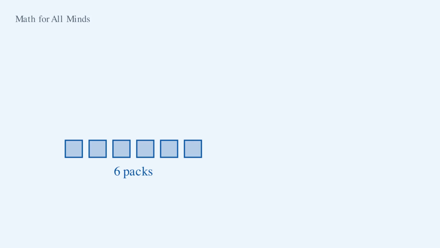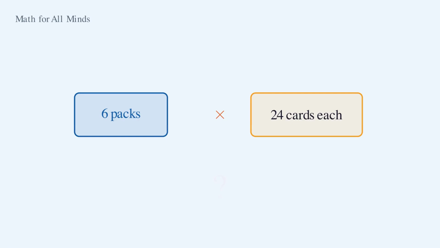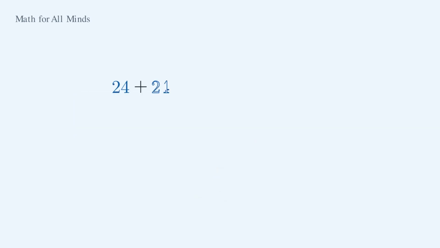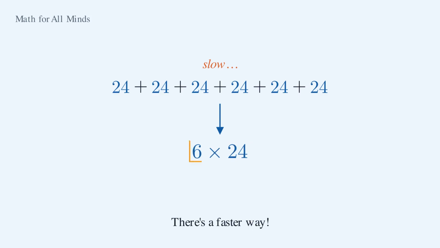Picture this. You grab 6 packs of baseball cards as gifts. Each pack has 24 cards inside. How many cards do you have in total? You could add 24 plus 24 plus 24 plus 24 plus 24 plus 24. That works, but it's slow. There's a faster way, and you already know its name.